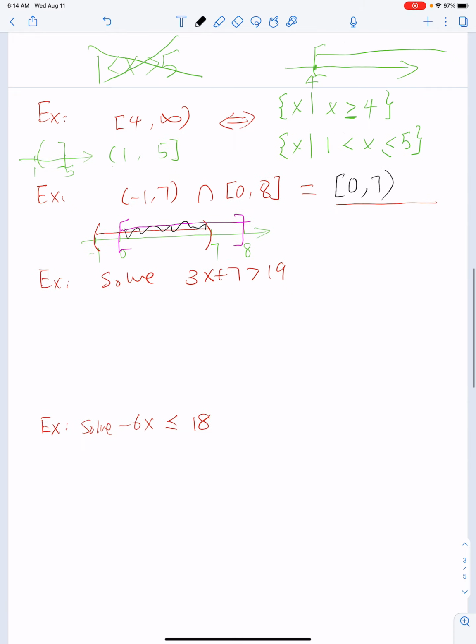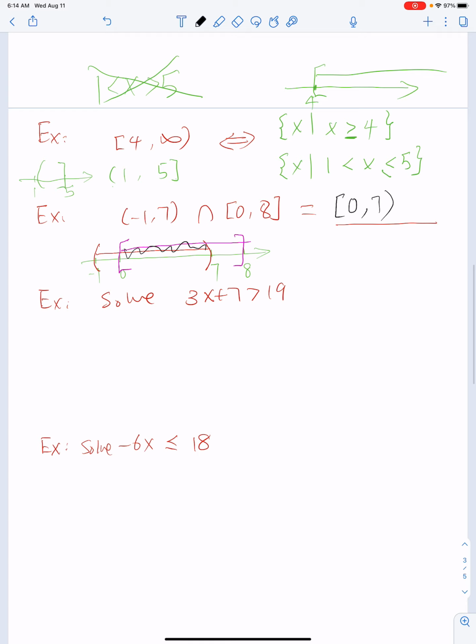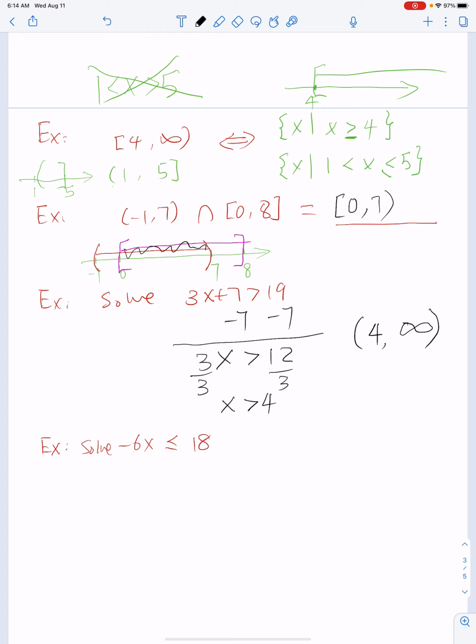Okay, so the next thing that we wanted to solve is this kind. Solve the linear inequality. How could we solve the linear inequality? We want to group all the variables on one side, all the numbers on the other side, yeah? -7, -7. So 3x bigger than 12. And when you divide 3, x is what? Bigger than 4. So what will be the interval notation? Bigger than 4. Do you have the equal sign? No, means parentheses. Bigger than 4 forever goes to what? Infinity. This is the interval notation.